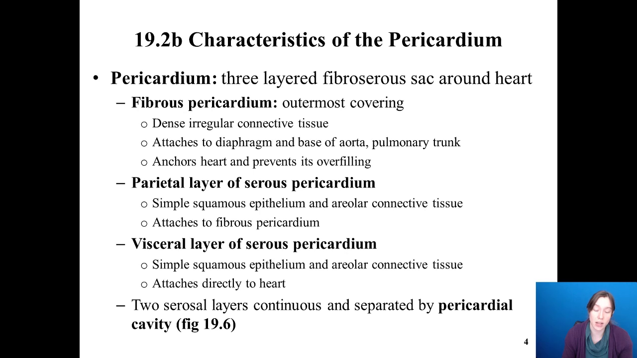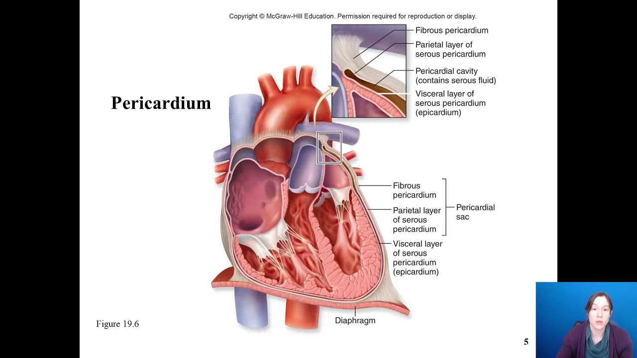And the two serosal layers are continuous and separated by that pericardial cavity, which is filled with that serous pericardial fluid. And so in this picture we can see the fibrous sac is on the outside. Then we have the parietal layer of the serous pericardium, right? So the fibrous sac kind of makes up the wall of the pericardium. Then the parietal layer lines that wall. Then we have our pericardial cavity that contains the serous fluid. And then on the inside is the visceral layer of the serous pericardium. And this can also be called the epicardium. And we'll talk about that when we talk about the layers of the heart.